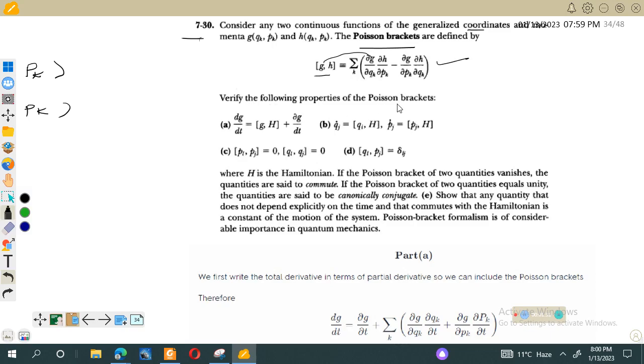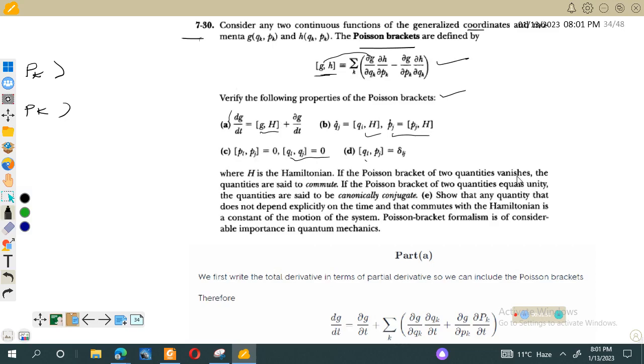Verify the following properties of the Poisson bracket. We have to prove this by using the definition of the Poisson bracket. The first property: dg over dt, the total derivative of g, should be equal to the bracket of g and h plus partial g over partial t. Then q dot j should be equal to the bracket of q_j and H, and p dot j to the bracket of p_j and H, and also discuss this result.